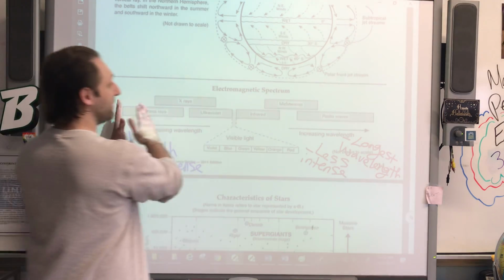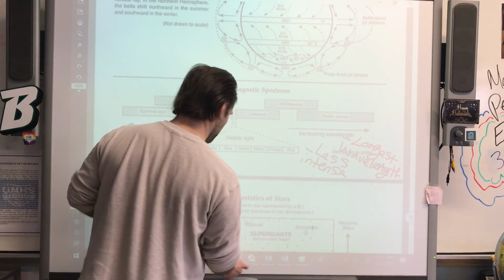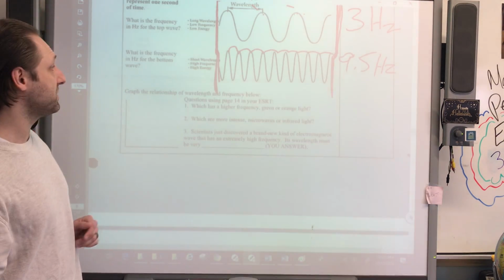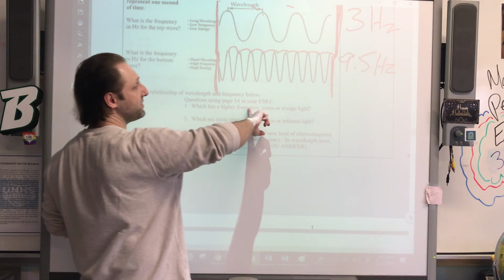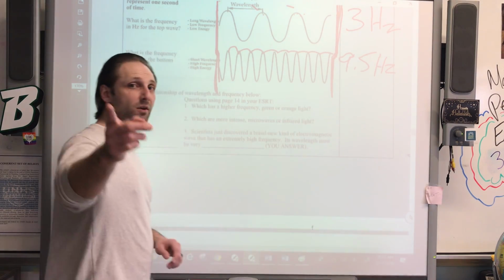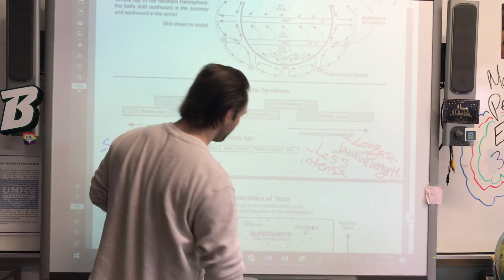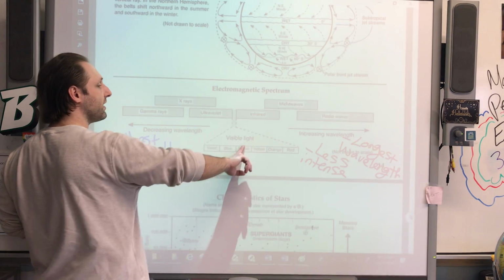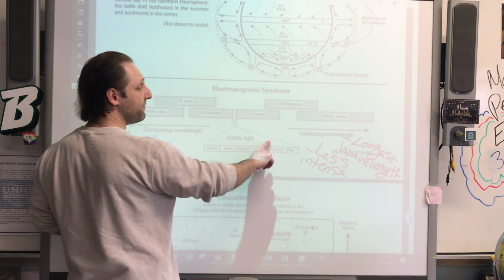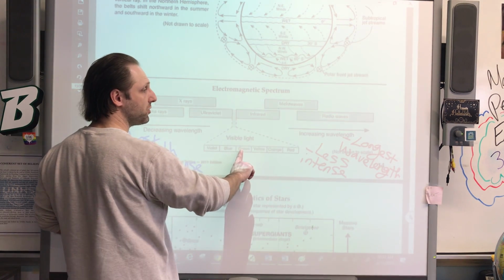All right, but really that's the comparing and contrasting. So let's get back over to here and answer these questions. So which has a higher frequency, green or orange light? Very similar to the example I just used. So we've got orange here, we've got green here. Orange is definitely a longer wavelength, green is a shorter wavelength.